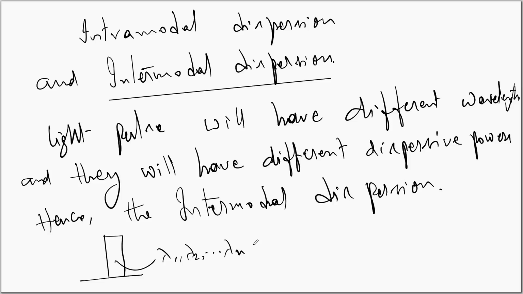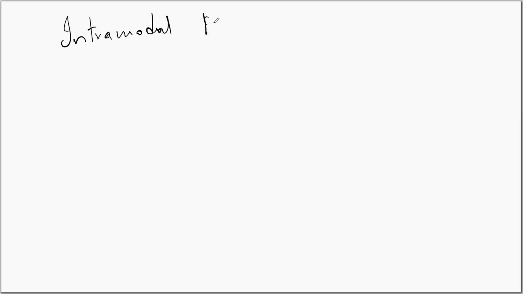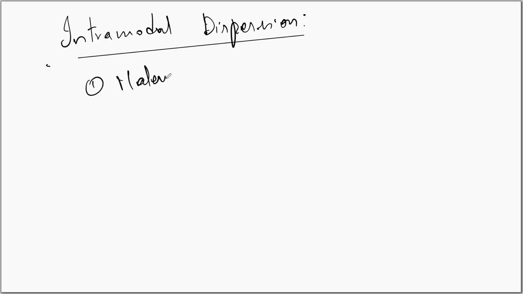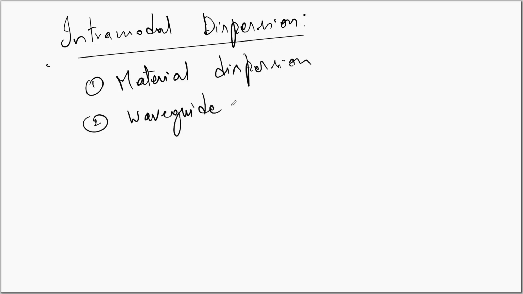Now we shall discuss the intramodal dispersion. The intramodal dispersion is mainly due to two factors. First one is material dispersion, and second one is waveguide dispersion. The details of intramodal dispersion and the intermodal dispersion are beyond the scope of the syllabus.